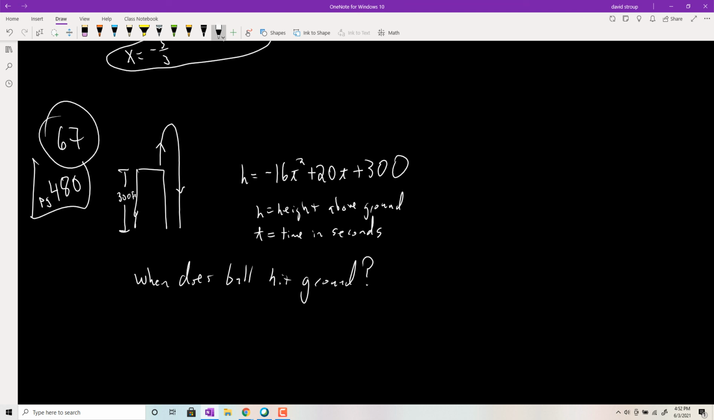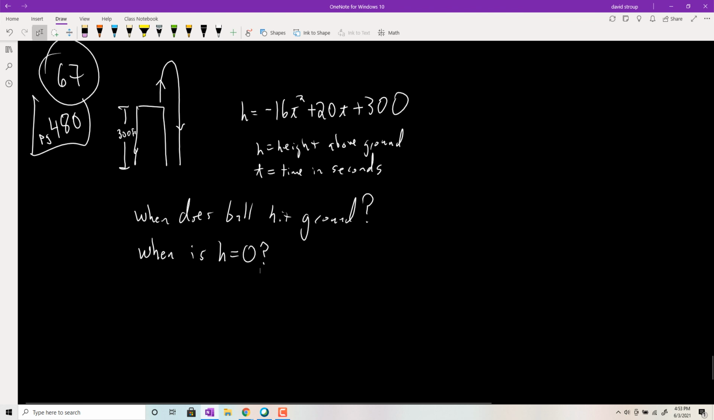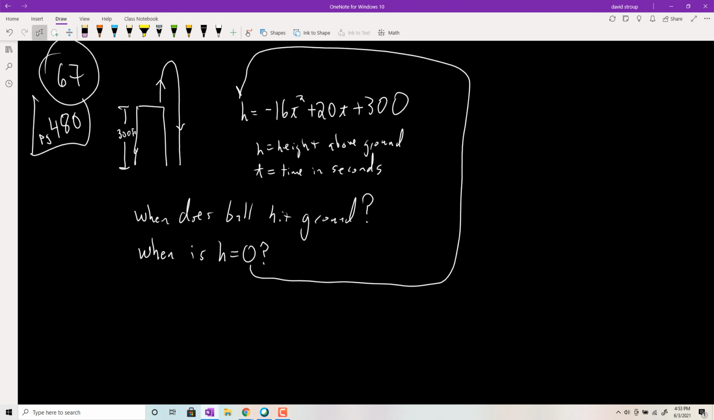What does this really mean in terms of h's and t's? What do we want our h value to be? Well, when the ball hits the ground, the height, h, will be 0. So in other words, we can ask ourselves, when is h equal to 0? To answer that question, all you have to do is take 0 and plop it in here and solve for t, which is the time. So I'll have 0 equals negative 16t squared plus 20t plus 300.